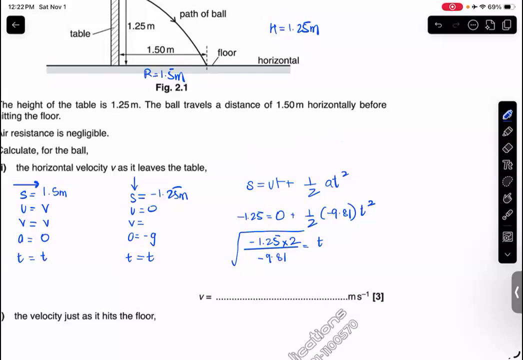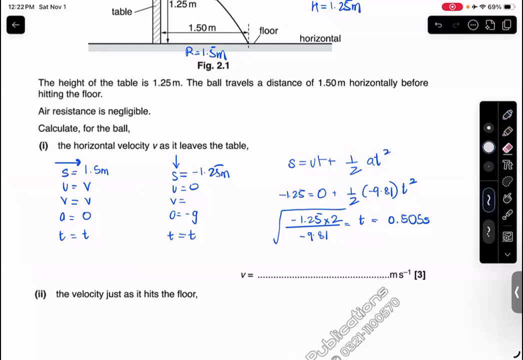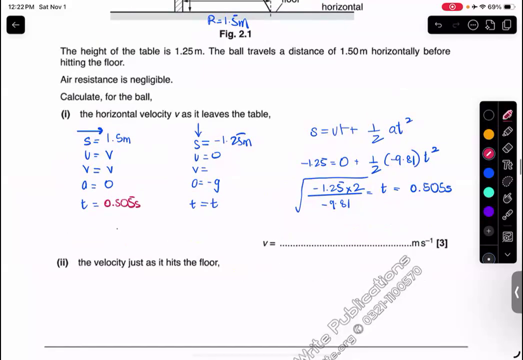Minus 1.25 into 2 divided by minus 9.81. And I have found out the time for the ball to fall down, 0.505 seconds. So now, since we know what time is, I think it's pretty easy to find out the range. We have found out what time is, 0.505 seconds. So you just have to use V equals S over T, the average speed formula. So that's just going to be 1.5 divided by 0.505.